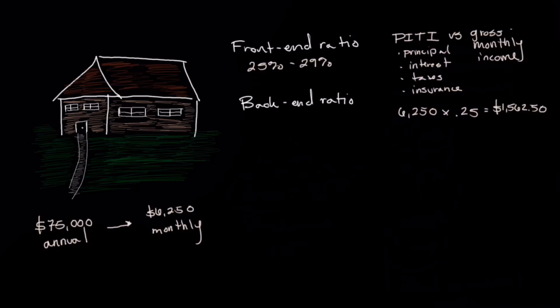Now, one thing I want to point out is that this figure is gross, which means this is not our take-home pay. Personally, I tend to be more conservative with regards to personal finance. So I always opt for 25% of take-home pay versus gross, because the gross amount includes money that you're not going to have access to, and so that's not going to help you pay your mortgage.